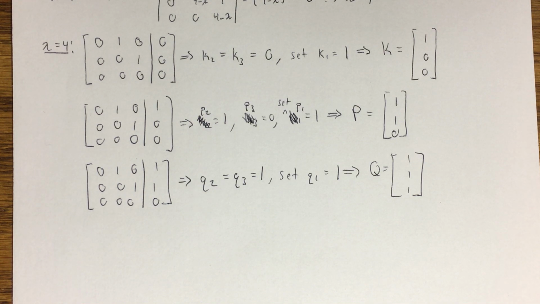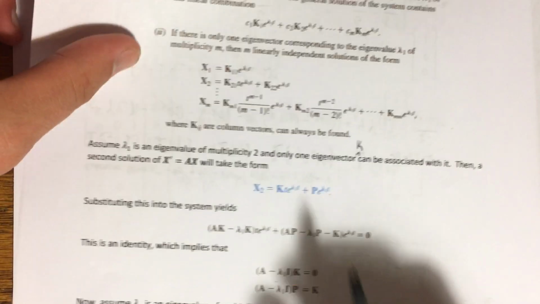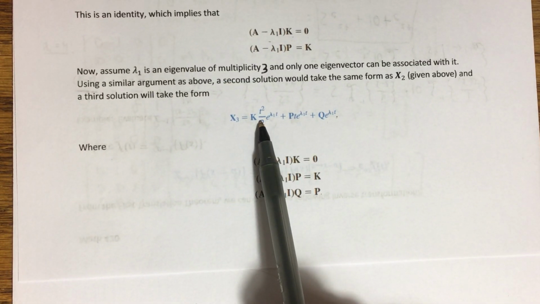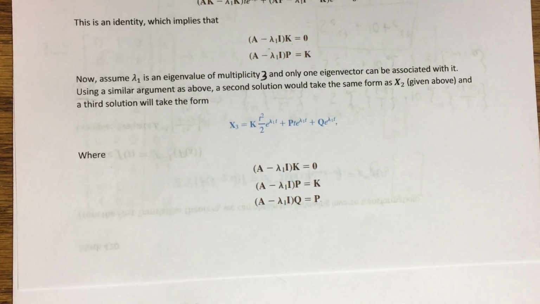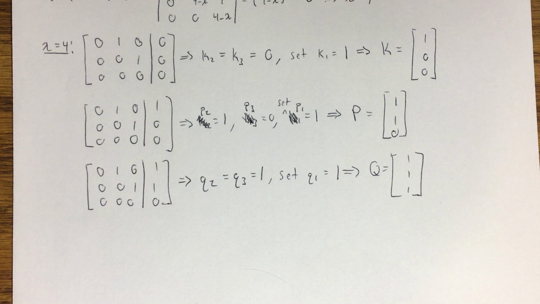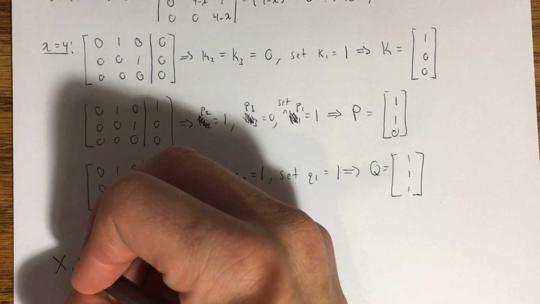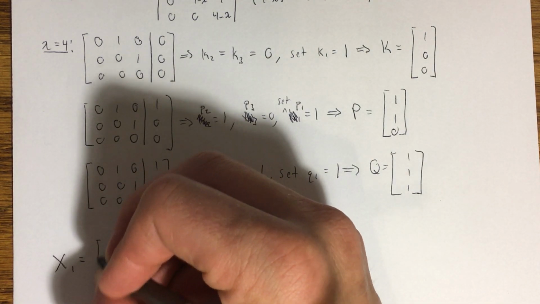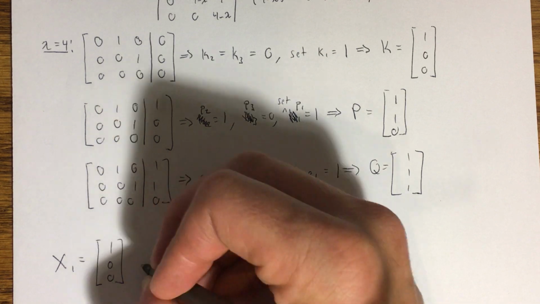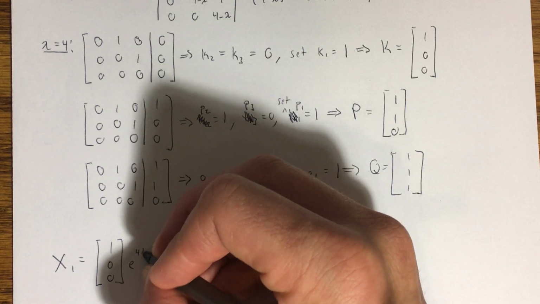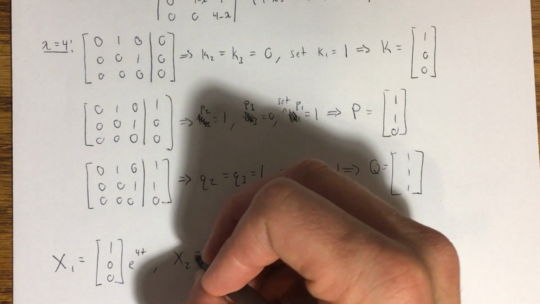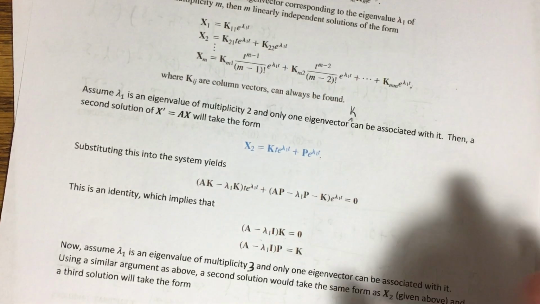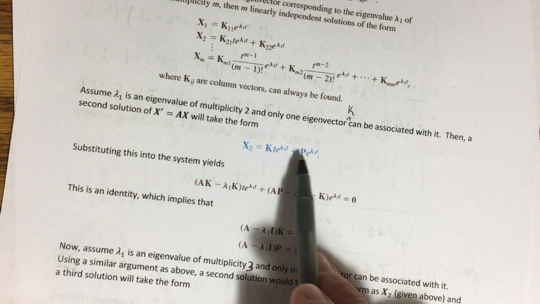Okay? Now, we have to be careful because x1, x2, so my x2 will look like this, my x3 will look like this. Those are all going to show up in the linear combination. So what is x1 equal to? x1 is this first matrix right here, 1, 0, 0, times the exponential e to my eigenvalue, which was 4t. What is x2 equal to?